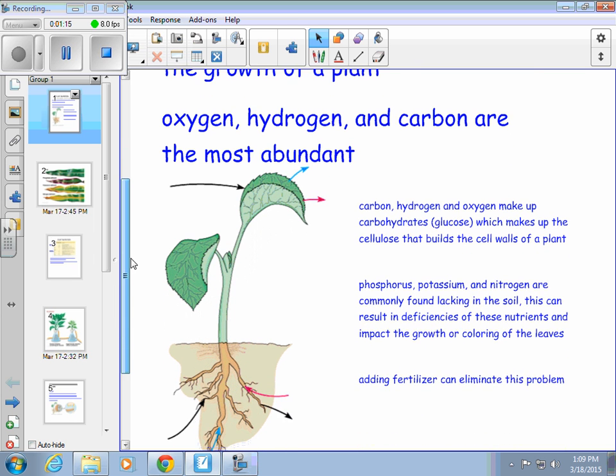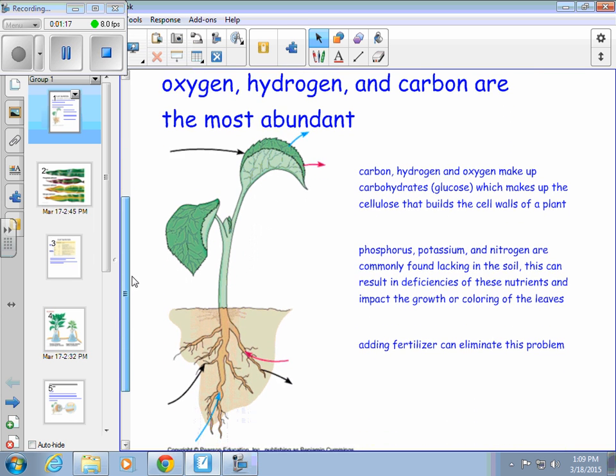Other essential nutrients that are needed for a plant to grow properly are phosphorus, potassium, and nitrogen. It is common for them to be lacking in the soil. Those deficiencies can result in improper growth of a plant or discoloring of leaves.